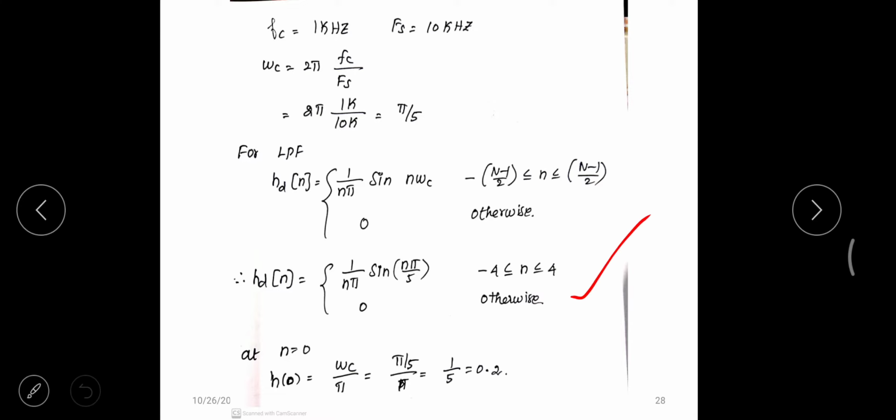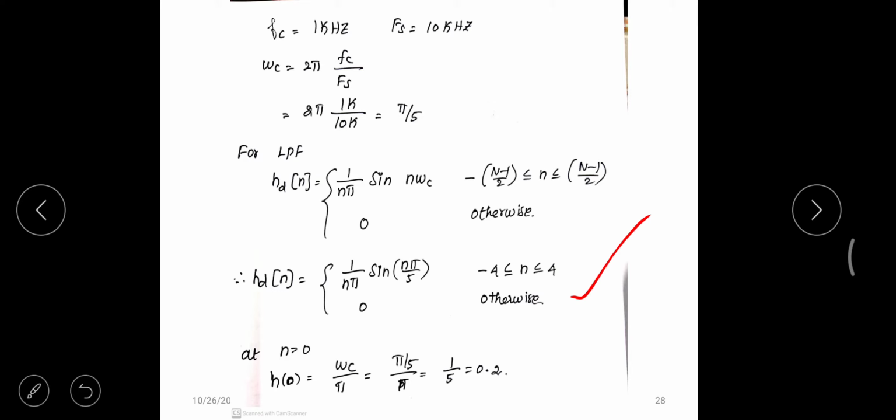Now your hd of n will become 1 by n pi sin of n omega c. Omega c is nothing but pi by 5. So this is sin n pi by 5 for the range minus 4 to plus 4. This is my desired impulse response. So here I have taken the range of n equal to minus 4 to plus 4, which means that I am going to have 9 samples.